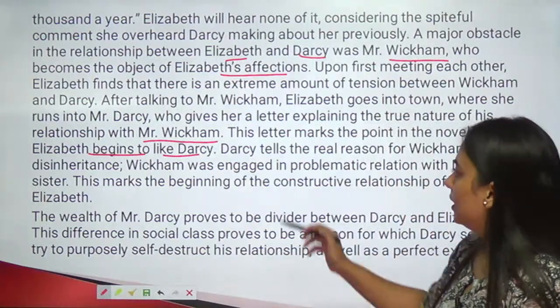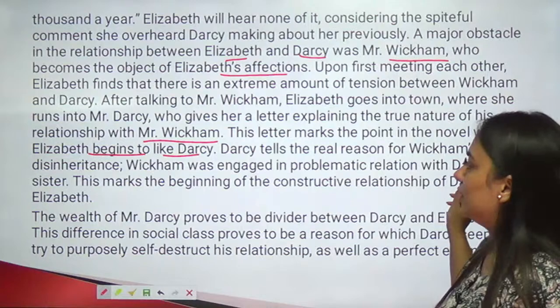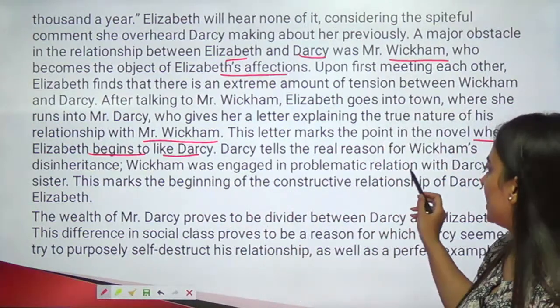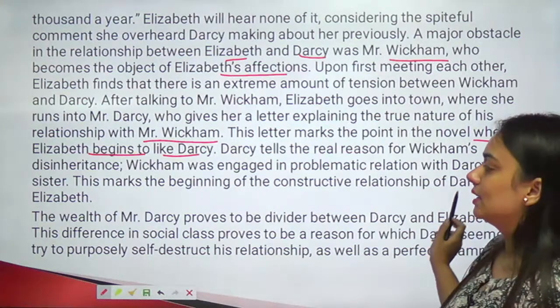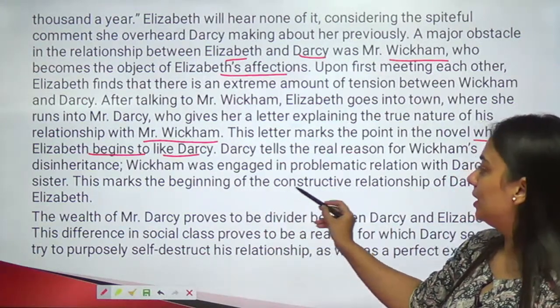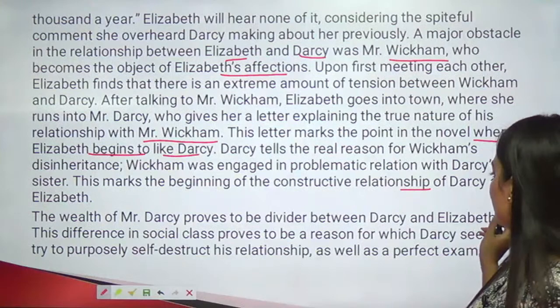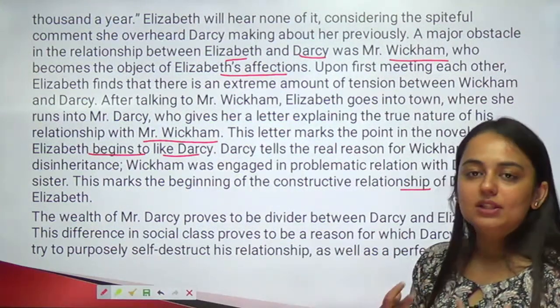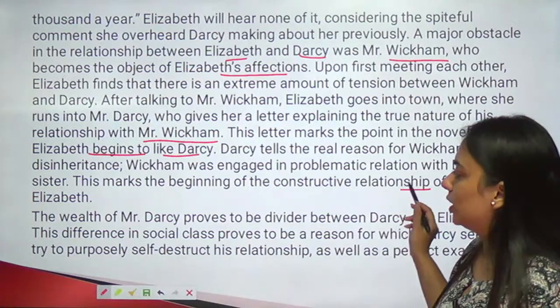Wickham. Darcy tells the real reason for Wickham's disinheritance. Wickham was engaged in a problematic relation with Darcy's sister. This makes the beginning of the constructive relationship of Darcy and Elizabeth. Now finally, there is the start of the relationship between these two protagonists.